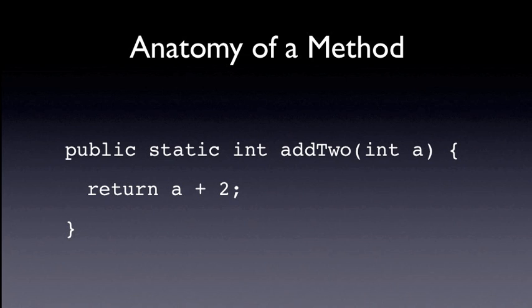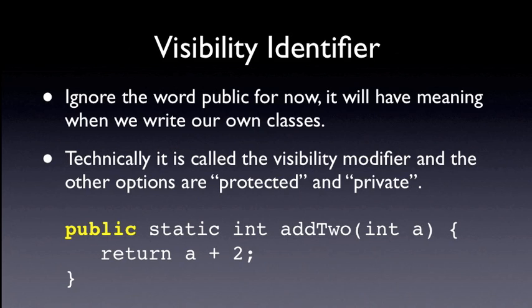It's a small program. When we run it, we give it a number, and any number we give it gets kicked back to us with 2 added to it. So let's go through each component and look at them. In yellow and in bold, you'll see each piece of the method. The first item is called the visibility identifier. And this week, we're going to ignore what that means. We're just always going to type it so we get used to it.